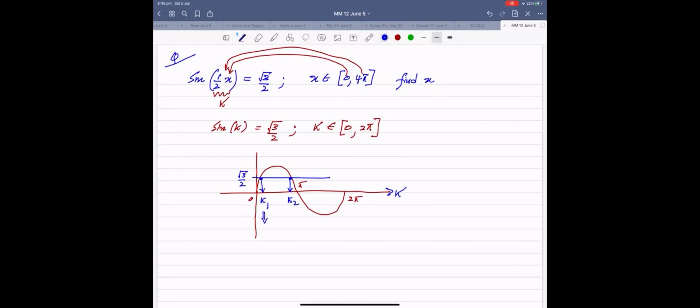What is k1 here now? K1 is pi over 3, and 2 pi over 3 is the other one. Yes. So how do you write it? K, there are two answers now: pi over 3 and 2 pi over 3. Now, k is half x. To find x, you multiply everywhere by 2, right? It will be 2 pi over 3 now, 4 pi over 3 now.